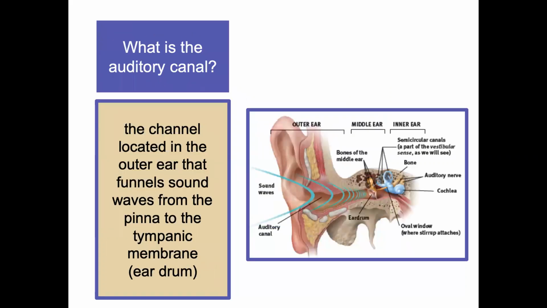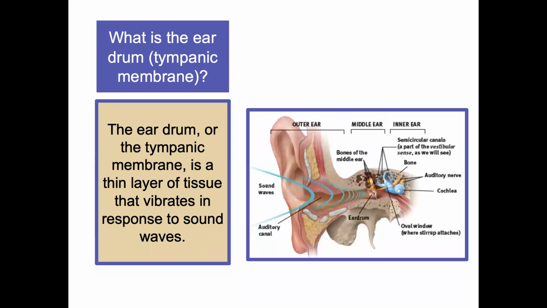The auditory canal, you can see it right there, pointed out to the left, is the channel located in the outer ear that funnels sound waves from the pinna to the tympanic membrane, which is also known as the eardrum. The eardrum is the thin layer of tissue that vibrates in response to the sound waves.